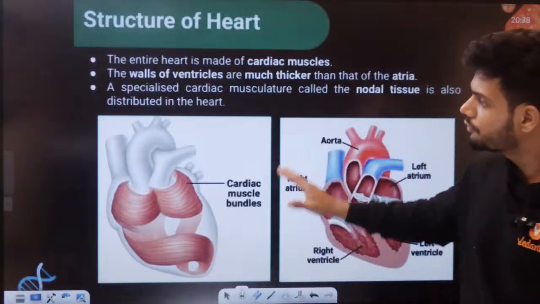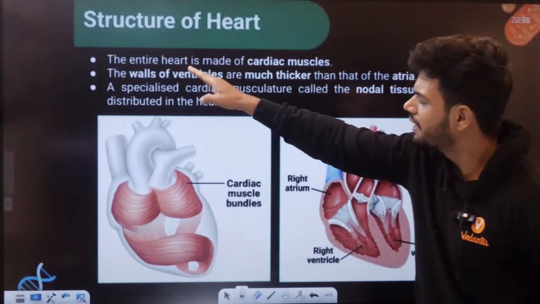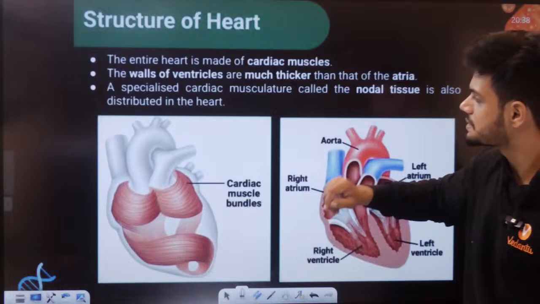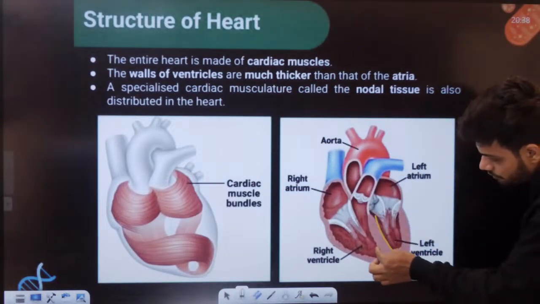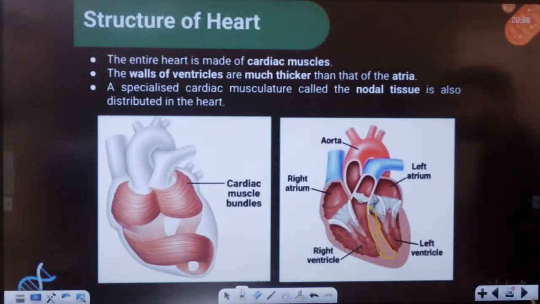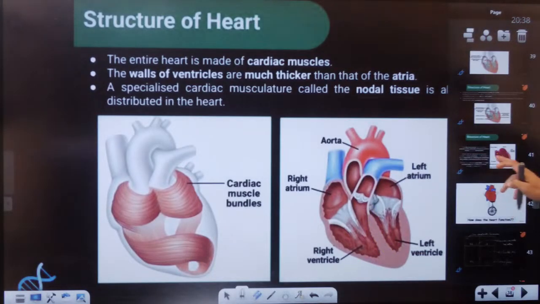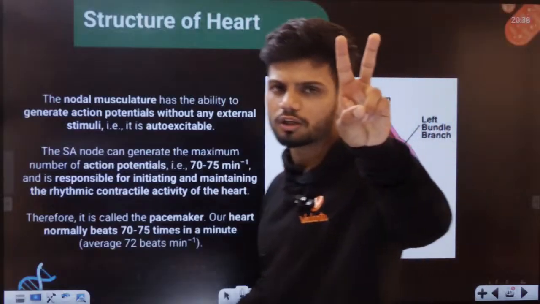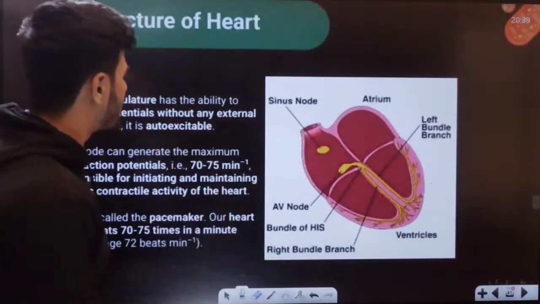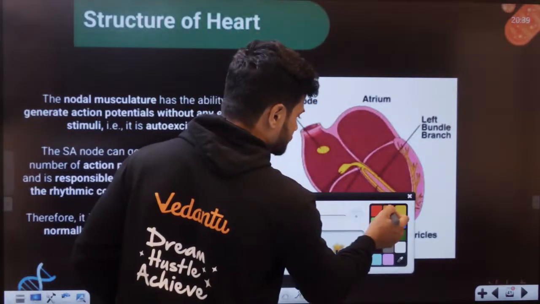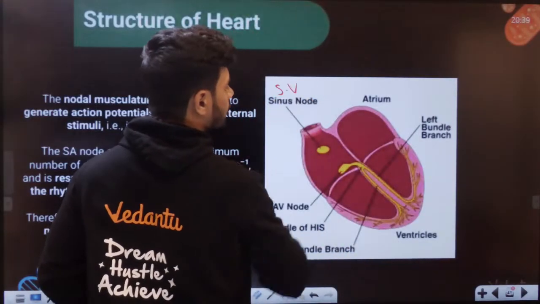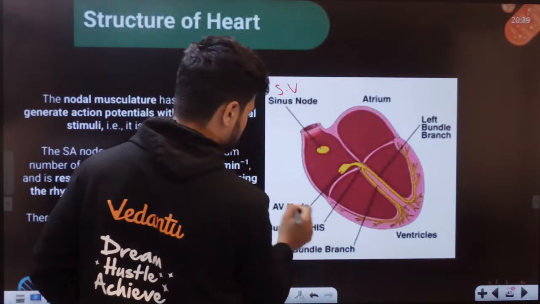Before we go to nodes, you need to understand the entire heart is made up of cardiac muscles. Obviously, the walls of the ventricles are much thicker. Can you see here? They are much thicker than those of the atria. A specialized cardiac muscle called nodal tissue is also present in the heart. Now, where is this nodal tissue present? There are mainly two nodal tissues. One is called the SA node. One is called the AV node, students.